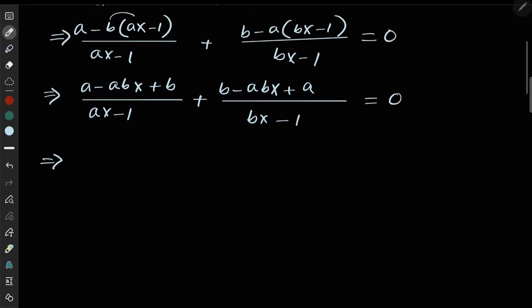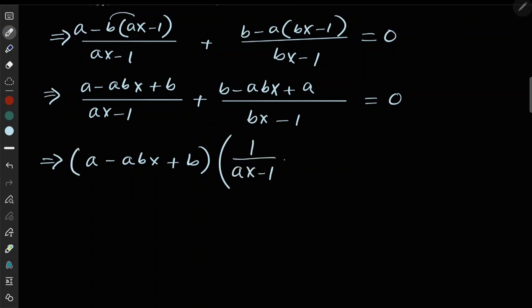We can take common from this line, this and this. After taking common, the equation will be 1 by (ax minus 1) plus 1 by (bx minus 1).